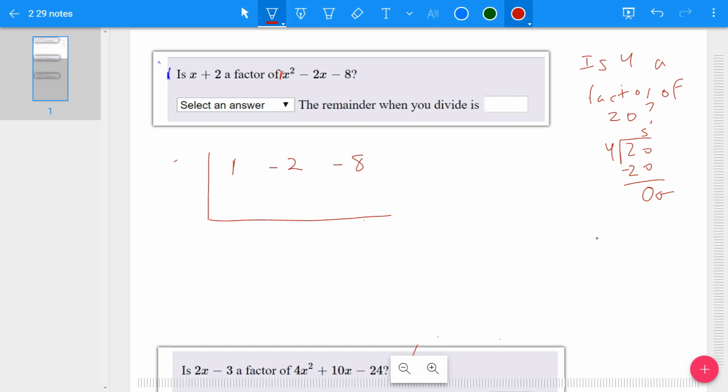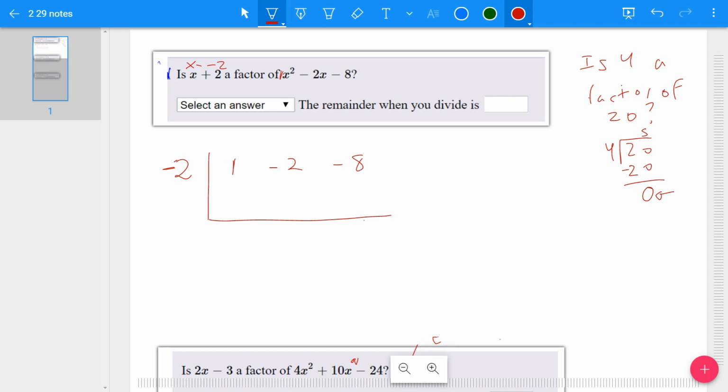And you're dividing, again, that x plus 2, you always take the opposite of what you see. So you're going to put negative 2 over here for that reason. Remember, that is so because x plus 2 really means x minus a negative 2. The two negatives give a positive. And now, let's go and apply the process of synthetic division. If the remainder is 0, then x plus 2 is a factor of x squared minus 2x minus 8.